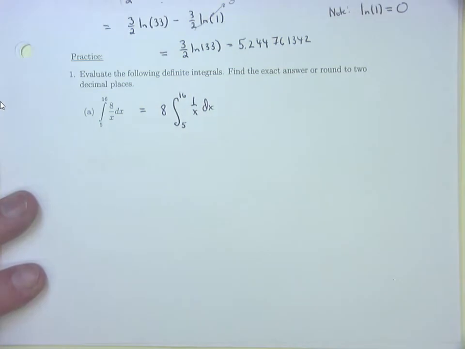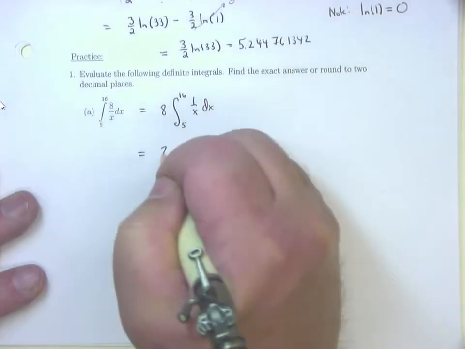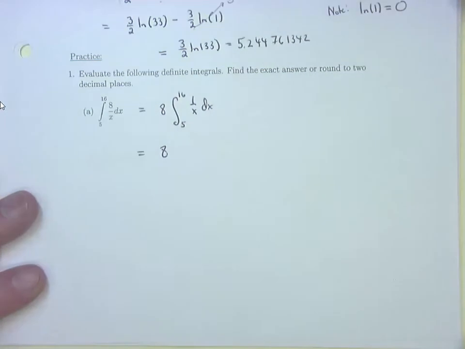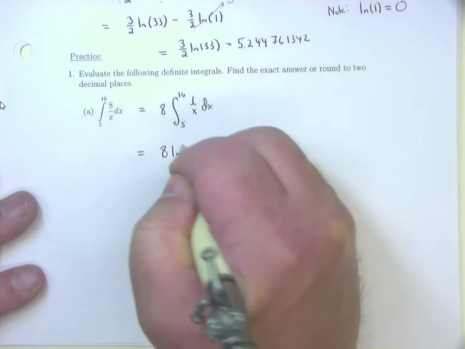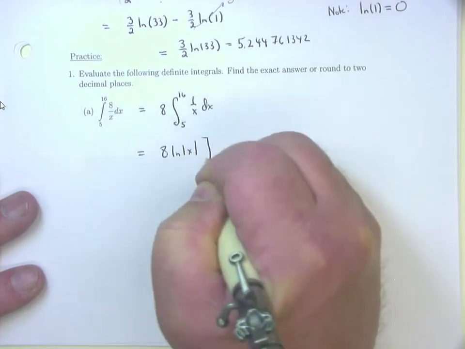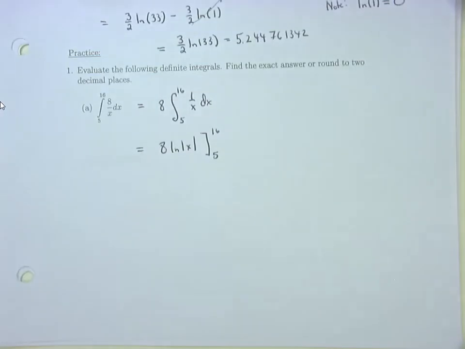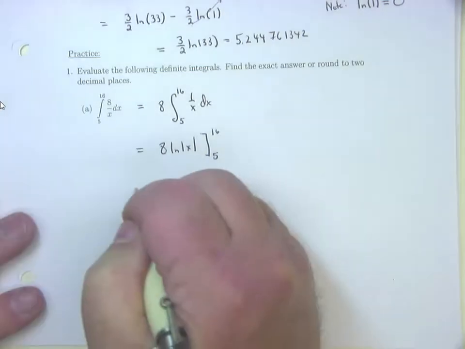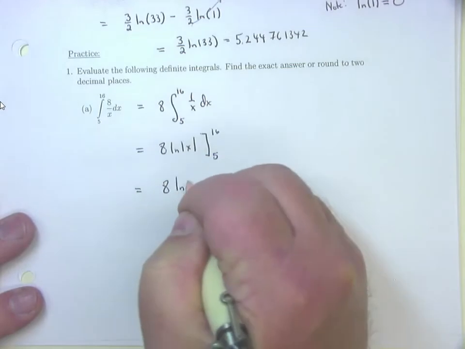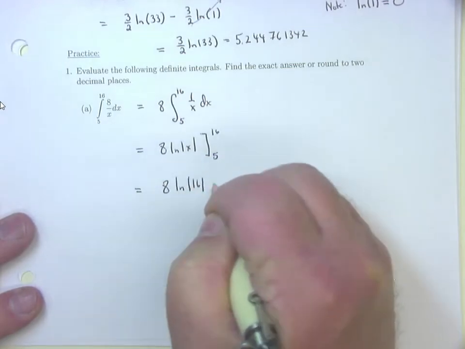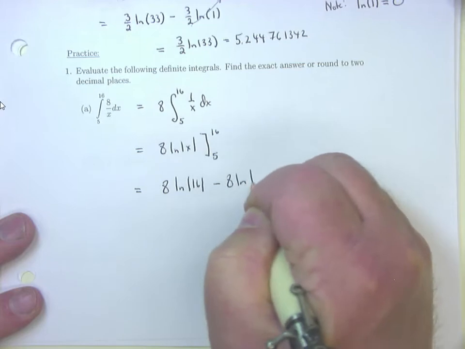Does that make sense? Now, 8 holds over. What's the integral of 1 over x dx? Pure memorization from 2 sections ago. What is that? Natural log, absolute value of x, evaluated from 5 to 16. No plus c on this because you've got bounds. Replace the plus c with a line for your bounds from 5 to 16. According to the fundamental theorem of calculus, you plug in top minus plug in bottom. So this would be equal to 8 times the natural log of the absolute value of 16 minus 8 times the natural log of the absolute value of 5.